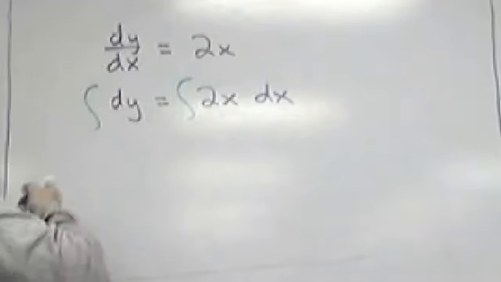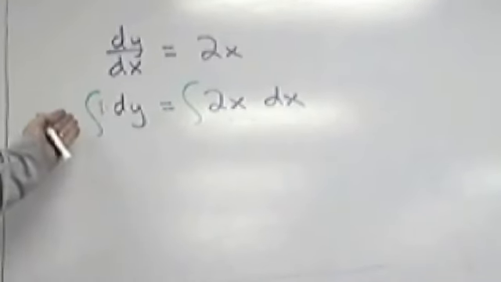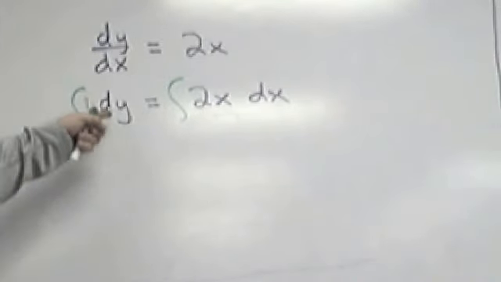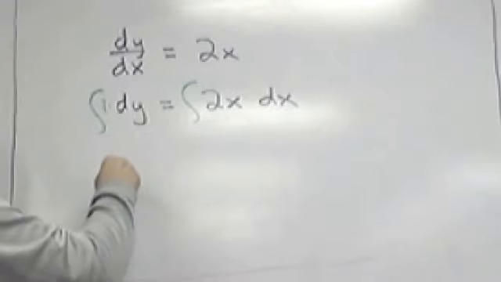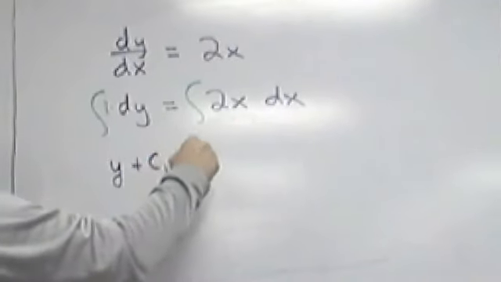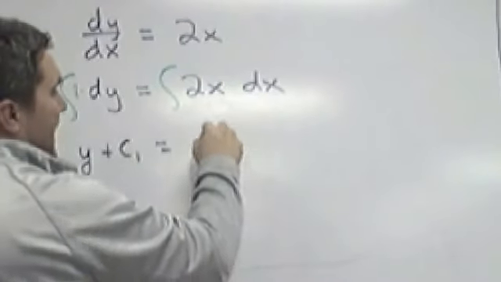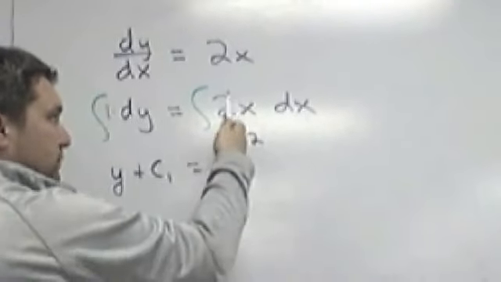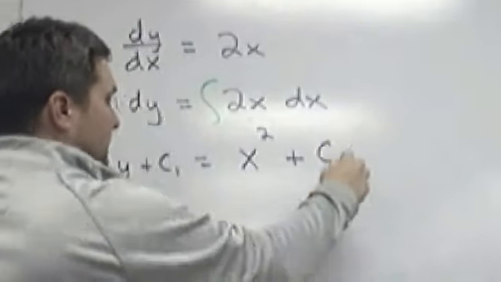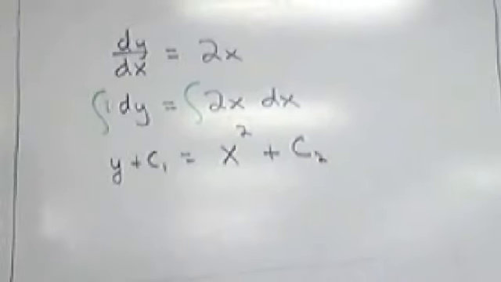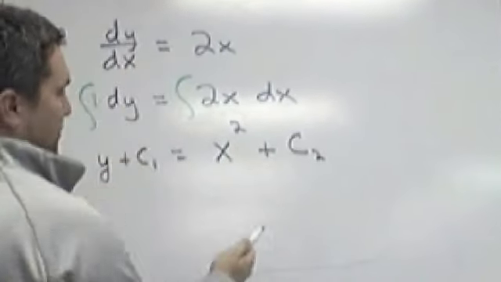Now, the integral of dy is really the integral of 1 dy. What this is asking is, what did I take the derivative of with respect to y to get 1? That answer is y, plus some constant. And what did I take the derivative of with respect to x to get 2x? That answer is x squared, since 2x squared over 2 is x squared, plus some constant. We'll call it c2. What we've been doing is we haven't really had this other side. We've just been doing this and getting x squared plus c.